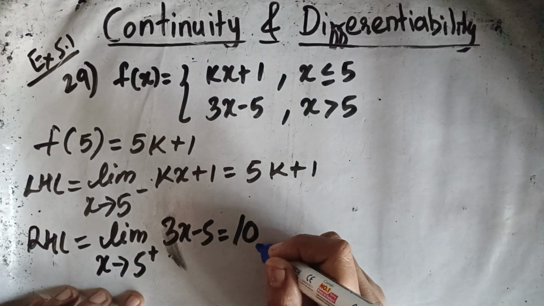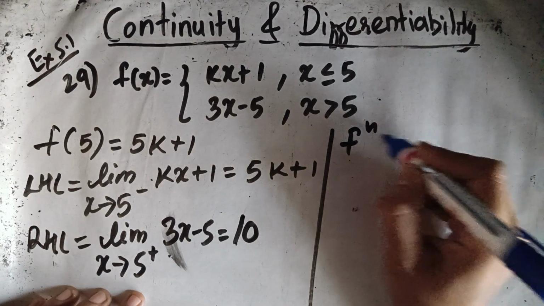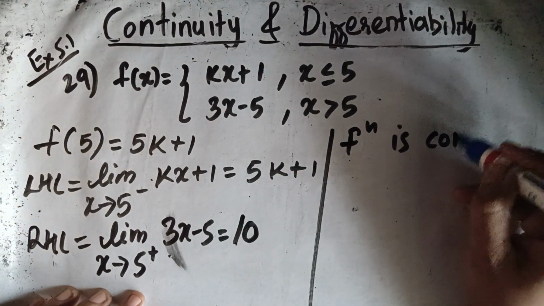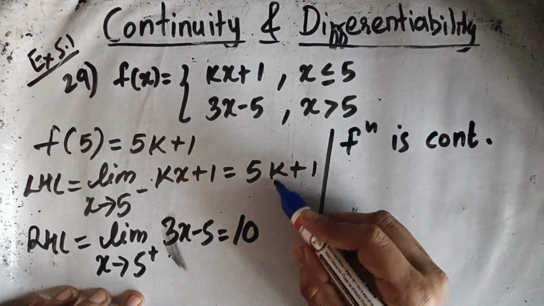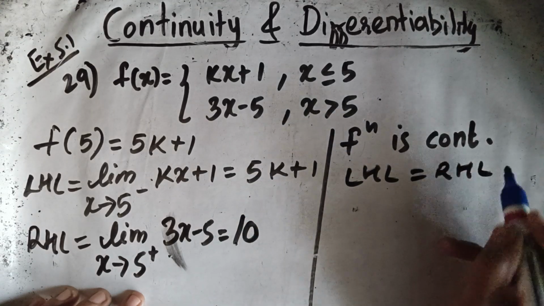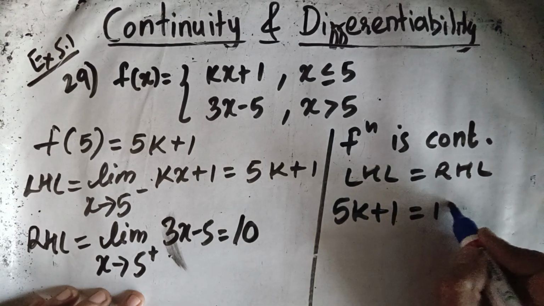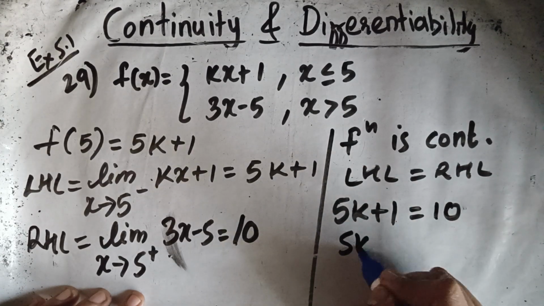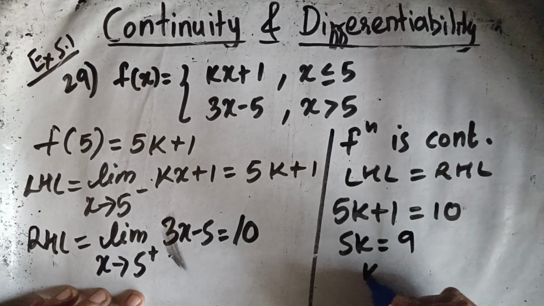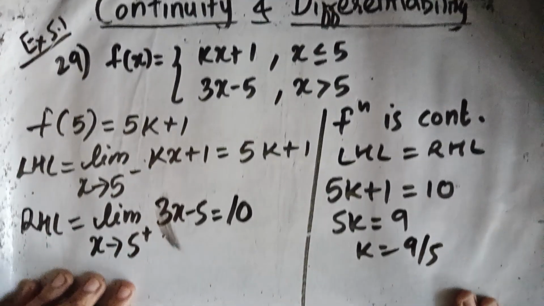5k plus 1 and 10. So it is given continuous. Function is continuous. Continuous means LHL is equal to RHL. So we can write 5k plus 1 is equal to 10. So k is 9 by 5.